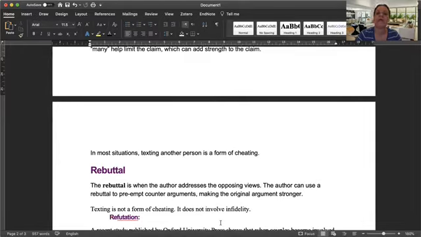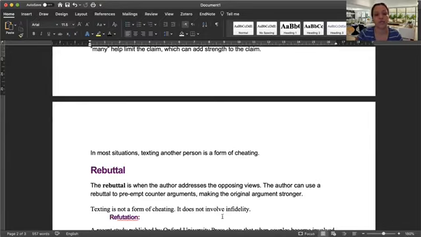Same here in our arguments, unless we present a good rebuttal and then refute that rebuttal, we're not going to make our argument look strong. We can use a rebuttal to preempt counter arguments and make the original argument look stronger because we can anticipate the kind of counter arguments we're going to be getting. For example, texting is not a form of cheating. It does not involve infidelity. It has nothing to do with being physically involved with another person.